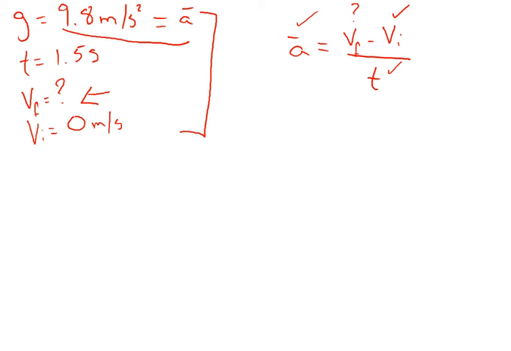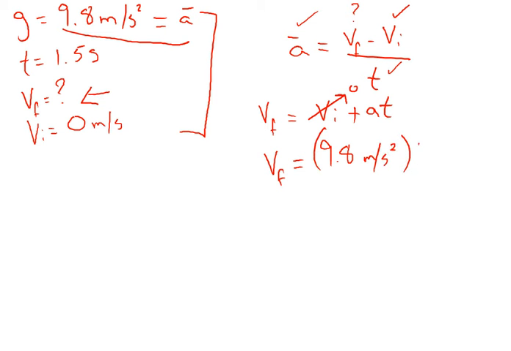Well, we know the acceleration, the initial velocity, and the time, and we want to find the final velocity, so we can just do a little algebra and solve to get the final velocity equal to the initial velocity plus the acceleration times time. Well, we know the initial velocity is 0, so we don't even have to worry about that. And we can say the final velocity is equal to 9.8 meters per second squared times 1.5 seconds. And if you do this, you get about 15 meters per second.